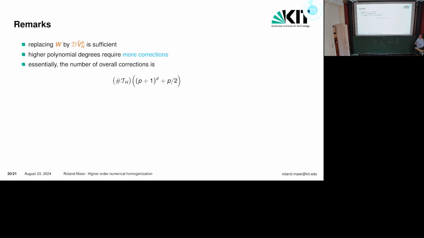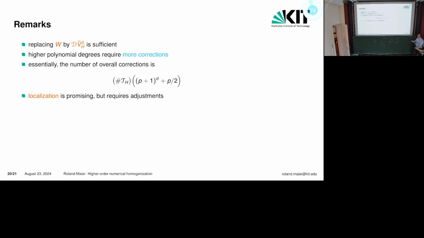All right, so essentially you have the (p+1)^d basis functions that you compute anyways for the higher order space, plus something that is roughly p to the half that you have to compute additionally. And that's independent of the dimension even. So that's what we can prove.